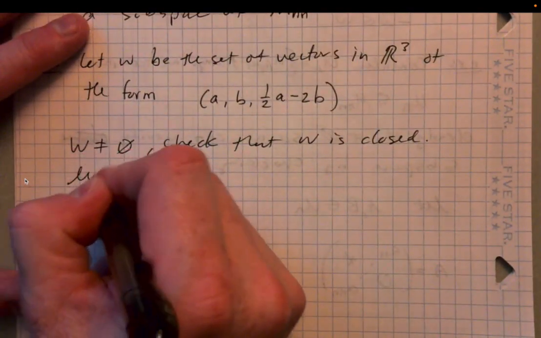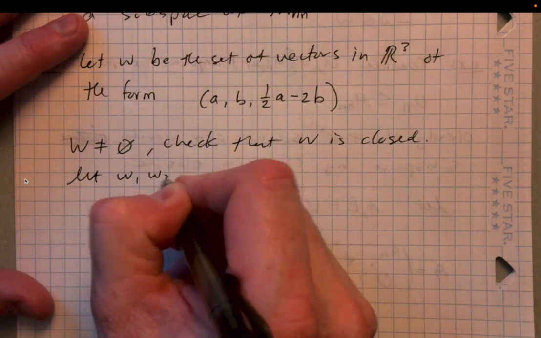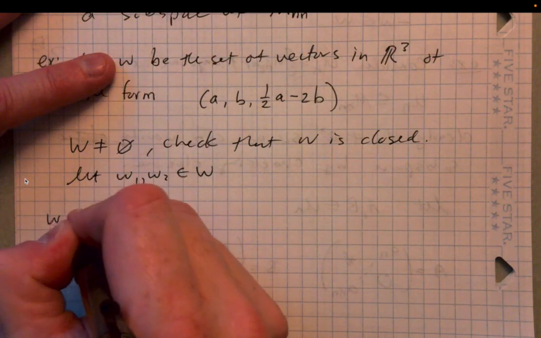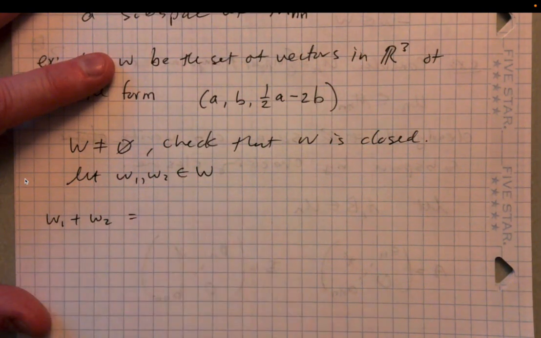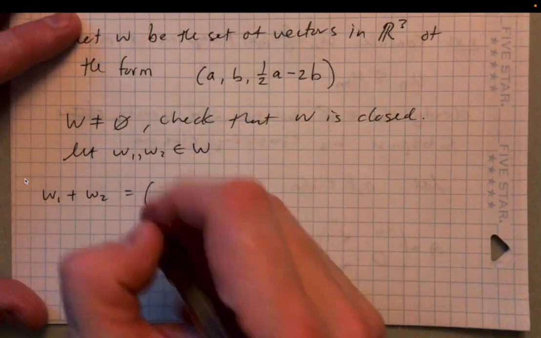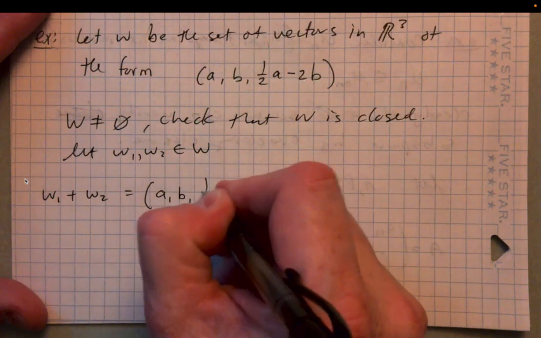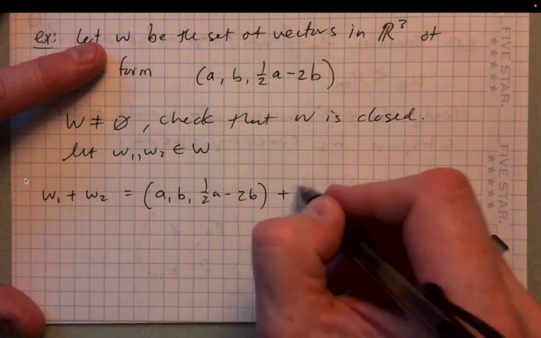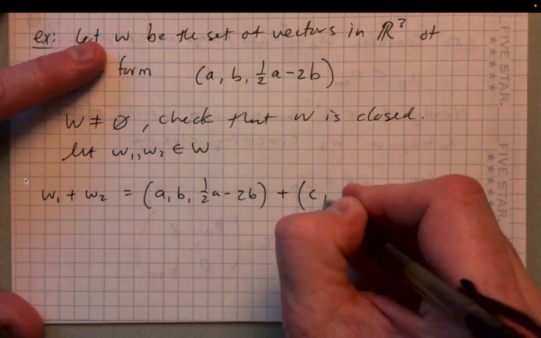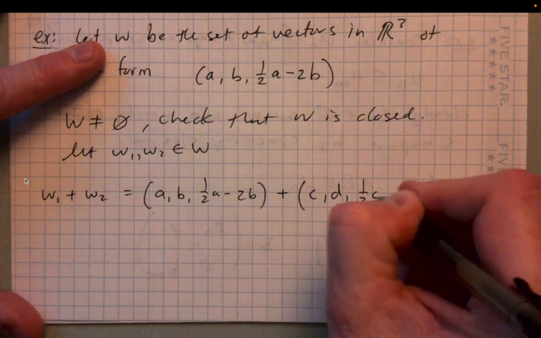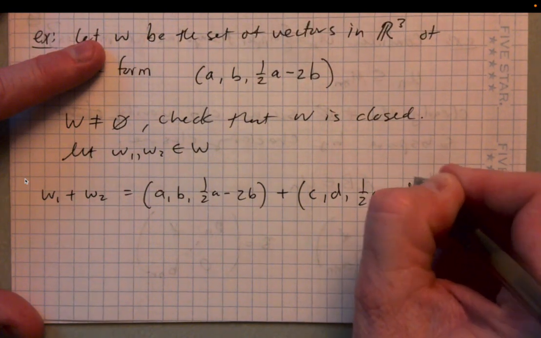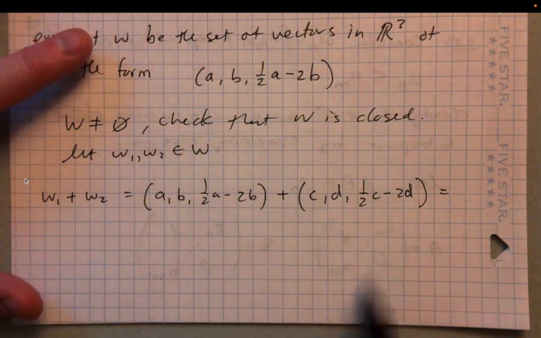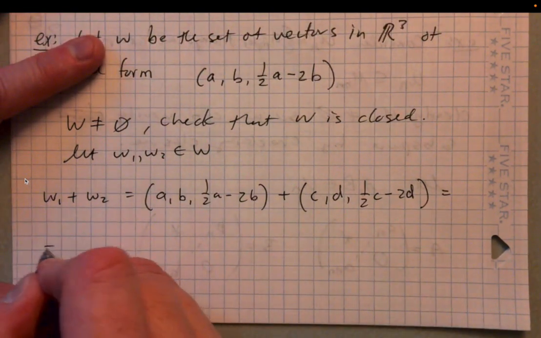So we'll let W1 and W2 be elements of W. Okay, and we'll just add them together. W1 plus W2, right? And let's write them out. So it'll be A, B, and then 1/2 A minus 2B. We'll call that W1. And then W2 we'll just say is C, D, 1/2 C minus 2D. Okay, now let's add this up and see if it maintains that same property. Okay, so what do we get here?